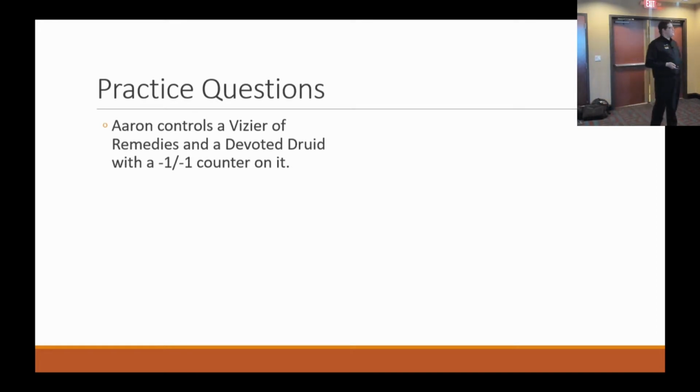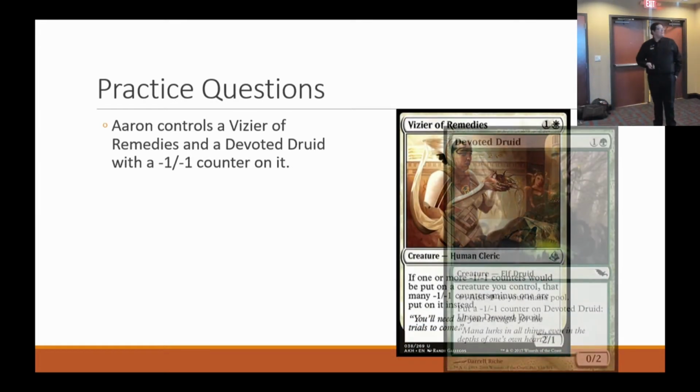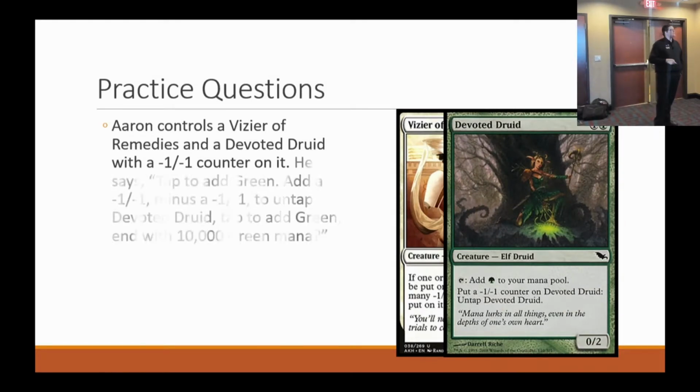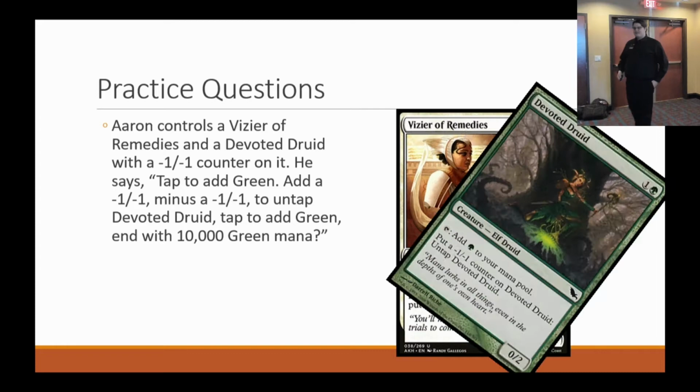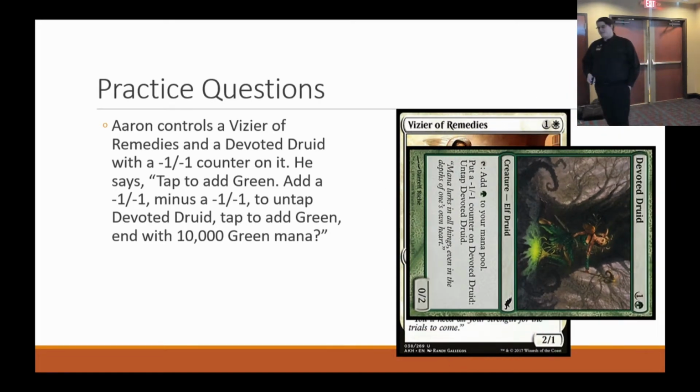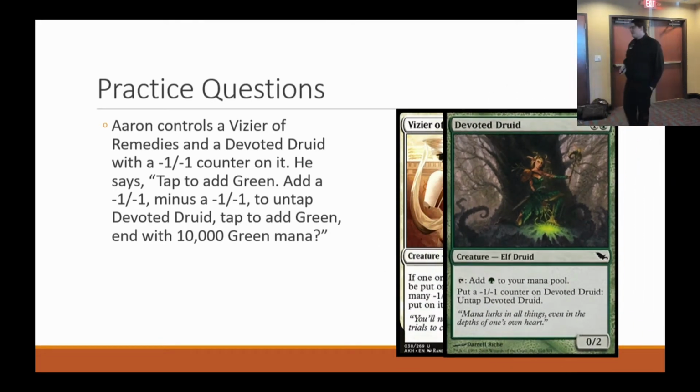Aaron controls a Vizier of Remedies and a Devoted Druid with a -1/-1 counter on it. He says, I'm going to tap to add green. I'm going to add a -1/-1, which technically negates the -1/-1. And I'm going to untap Devoted Druid. I'm going to tap to add green again, and I'm going to do this to end with 10,000 green mana. Here we have Devoted Druid being tapped and untapped, because I spent way too much time on this presentation to not go through all of this.